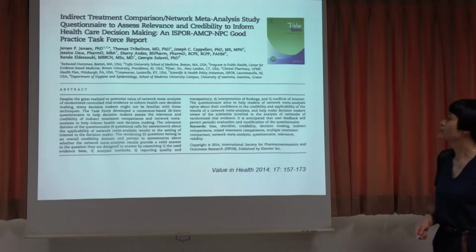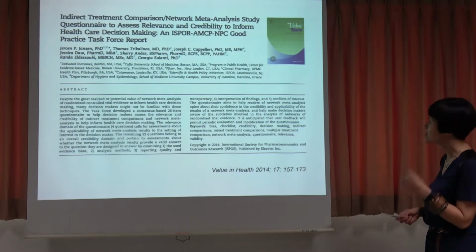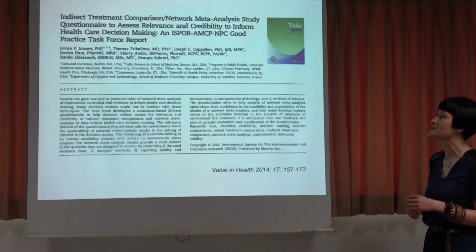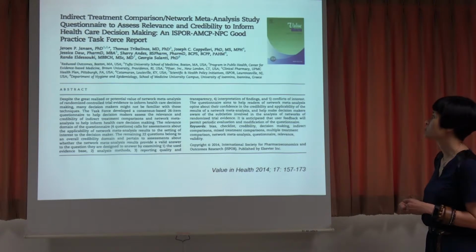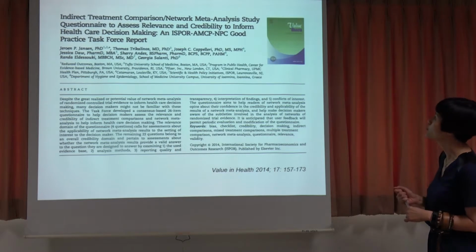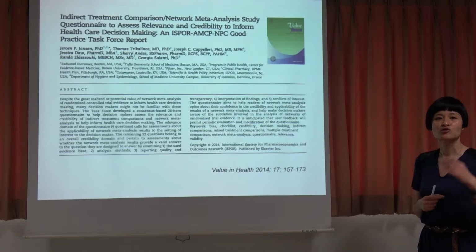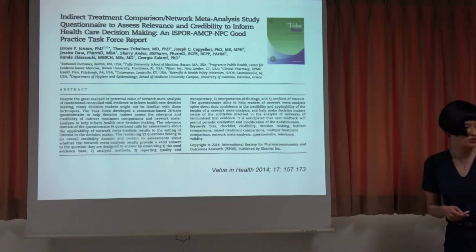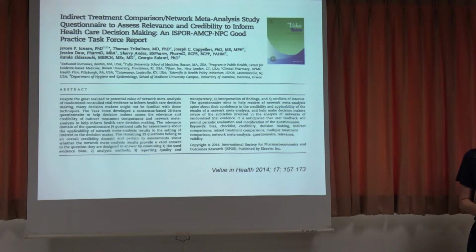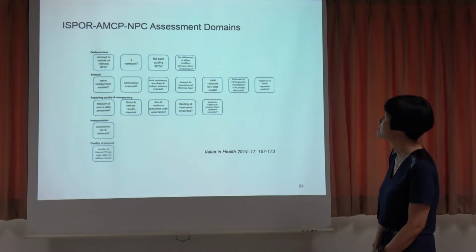There's another paper that actually goes a step further. It relates to the utility of the results of network meta-analysis for decision makers. So it's not just about undertaking and reporting. If you're faced with a network meta-analysis, is it a credible source of information to inform the decision that you're trying to make? It's based on these domains.